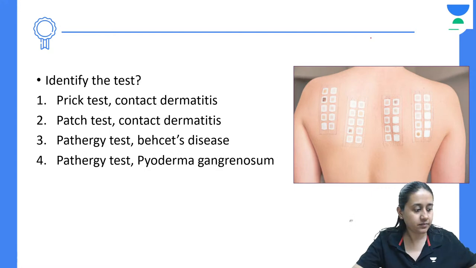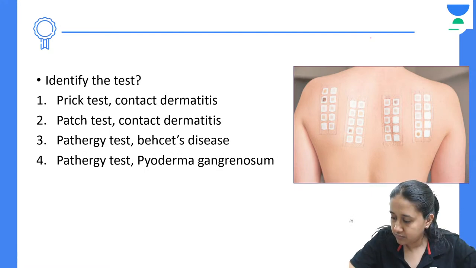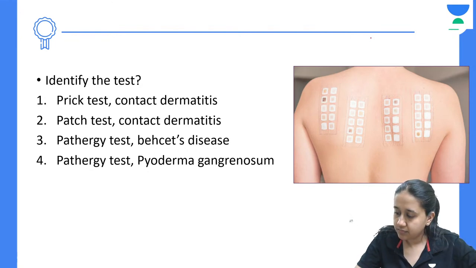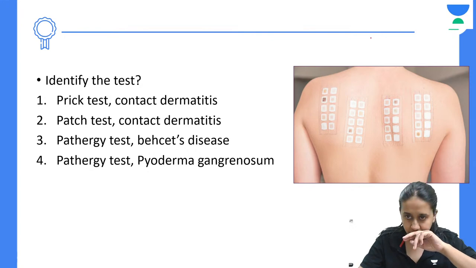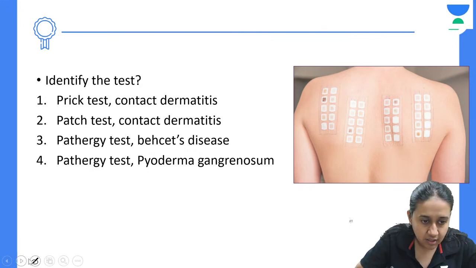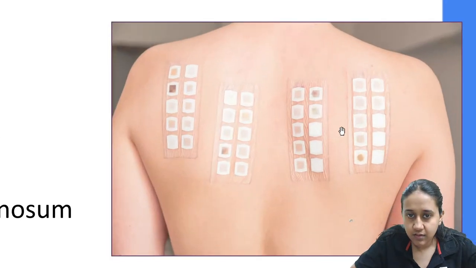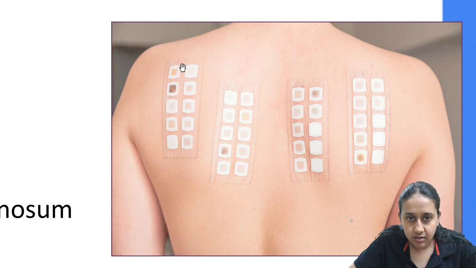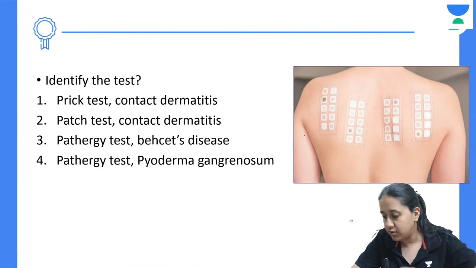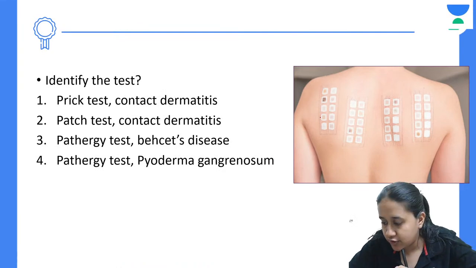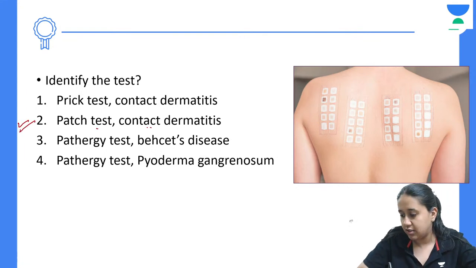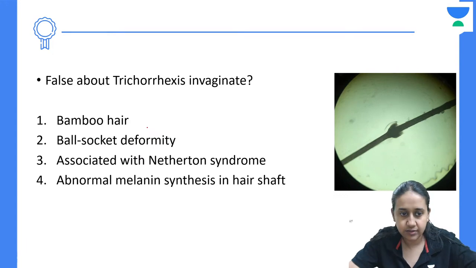Identify this test. Anyone? It's a simple test where you can see a few strips on the upper back, and these strips have some allergens in small micropores, in an aluminium chamber known as Finn chamber. This is nothing but the patch test for contact dermatitis. Next question.